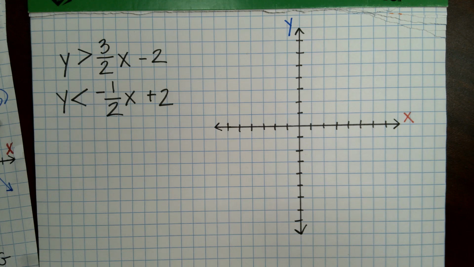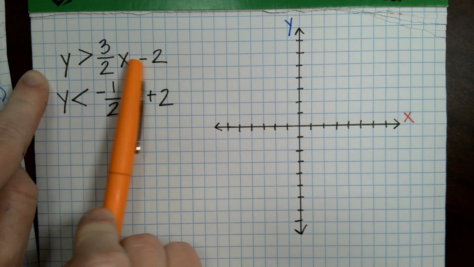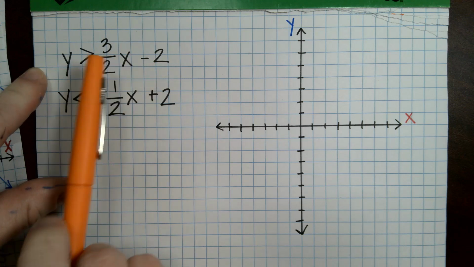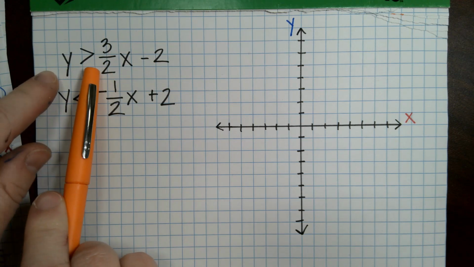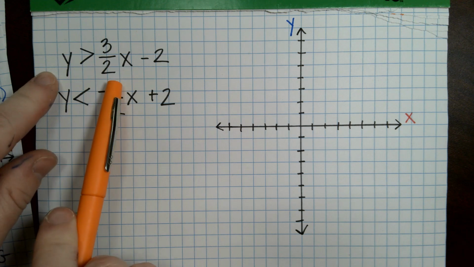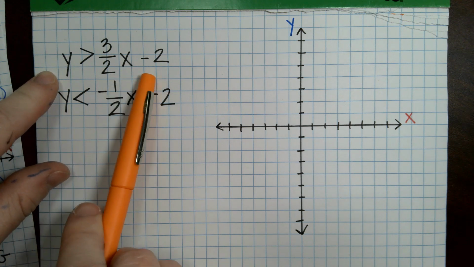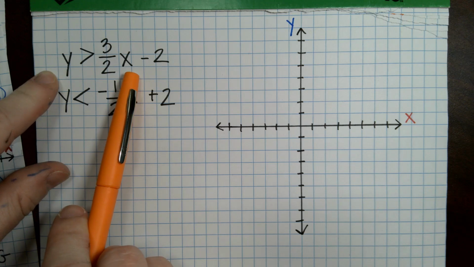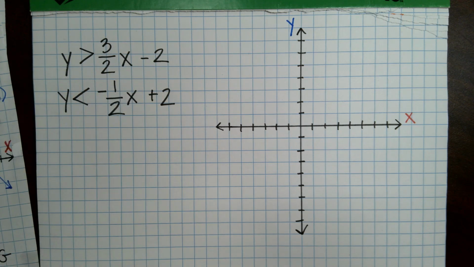Okay guys, so real quick, let's start with the first inequality. Somebody read me what this inequality says. Y greater than 3 over 2 x minus 2. Perfect. So we've got y is greater than 3 over 2x minus 2.